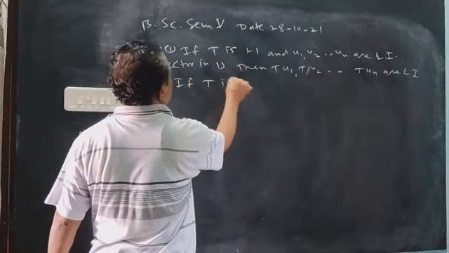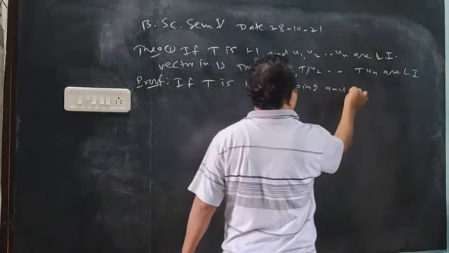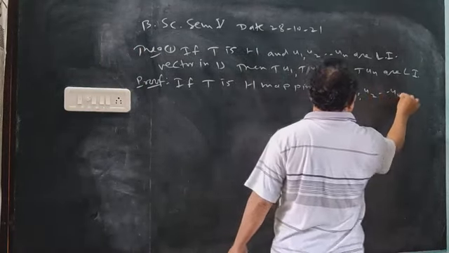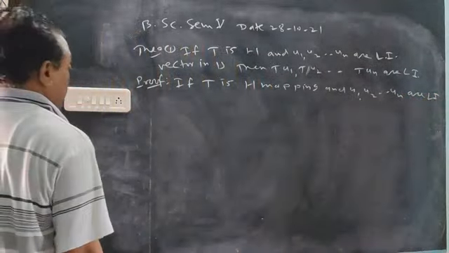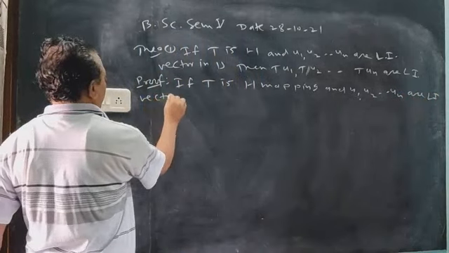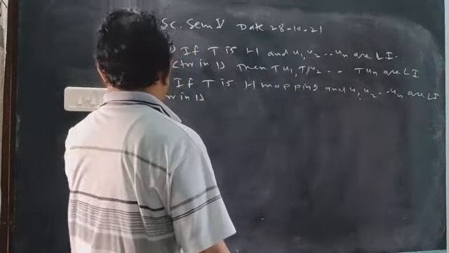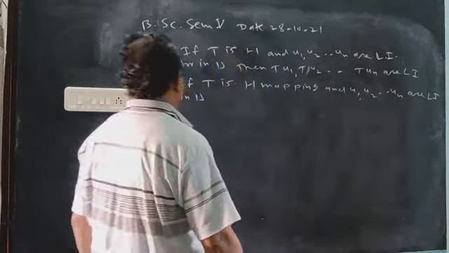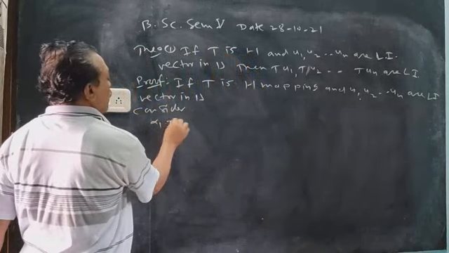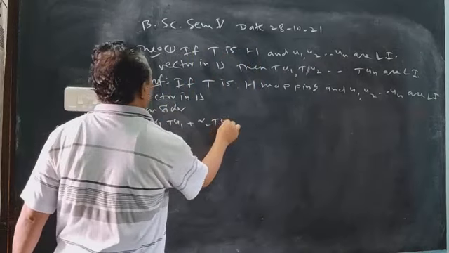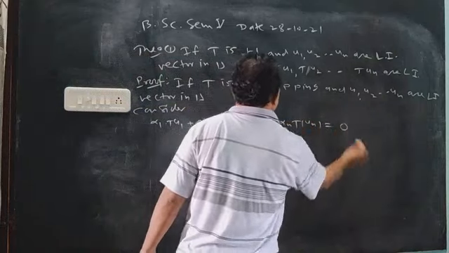So if T is a 1-1 mapping, by definition, and u1, u2, up to un are linearly independent vectors, then I want to show T of these is LI. The technique is to consider alpha 1 into T of u1, plus alpha 2 into T of u2, plus alpha n into T of un, equal to 0.